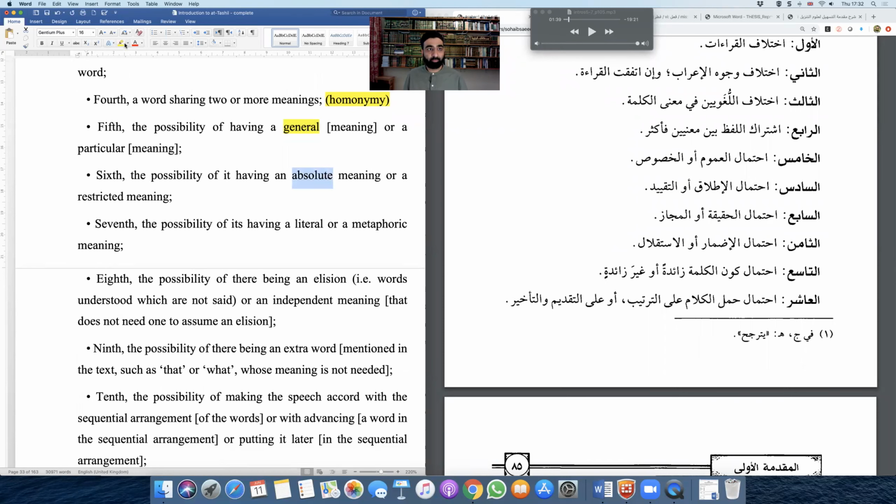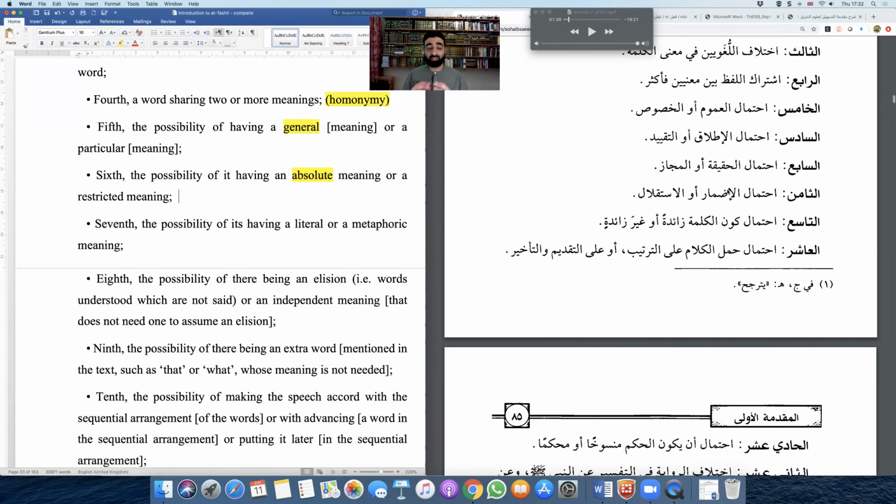So absolute here, itlaq, means without any restricting clause, without any qaid, right? So if it has a qaid, then it's muqayyad. Okay, so it's either in a state of itlaq or a state of taqyid, right? So a famous example of that is in a certain kafara, where you have tahriru raqaba, to free, literally, a neck, but it means to free a slave, right?